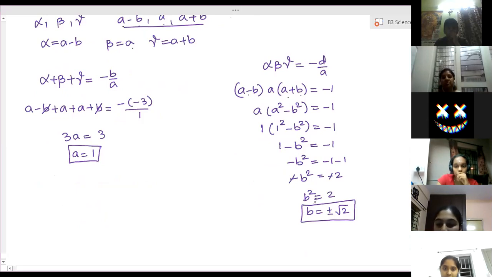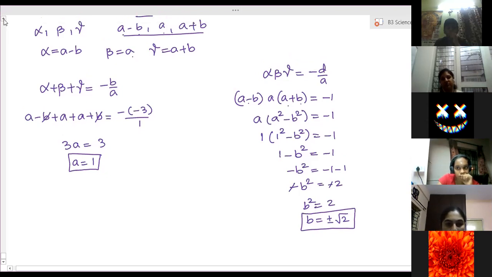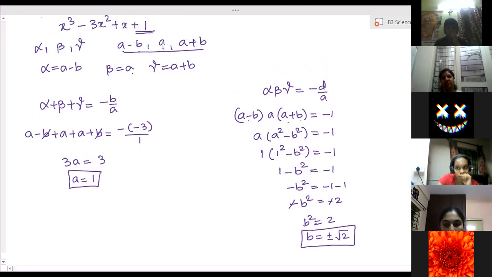Ma'am, could you please tell again why we are writing plus or minus? How many times? In every class I am explaining this. The square root of a number is always positive as well as negative. Okay, ma'am. Ma'am, how do we know which relation we should use for this question? When they have given these zeros, a minus b and a plus b, we use the sum of the zeros and the product of zeros.